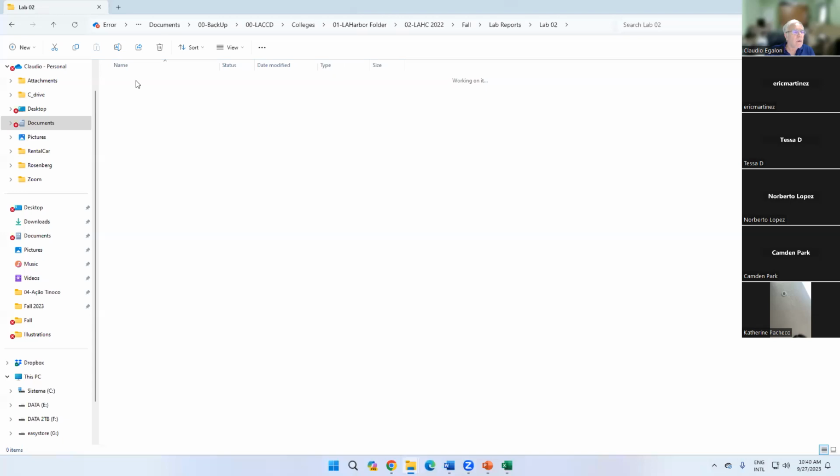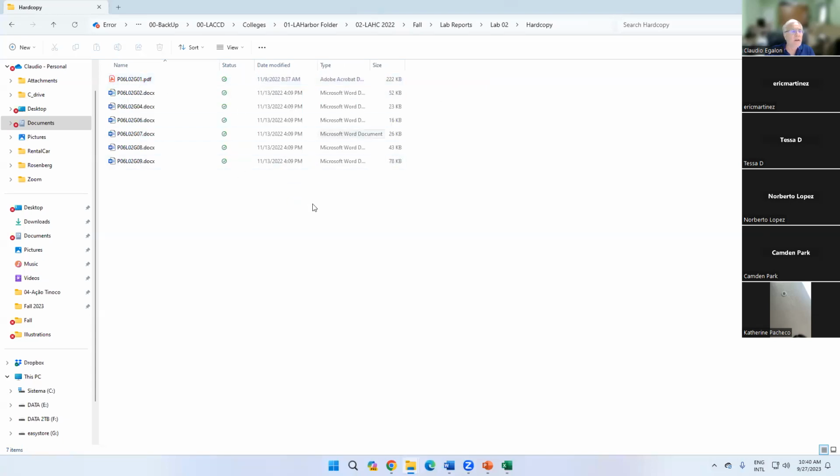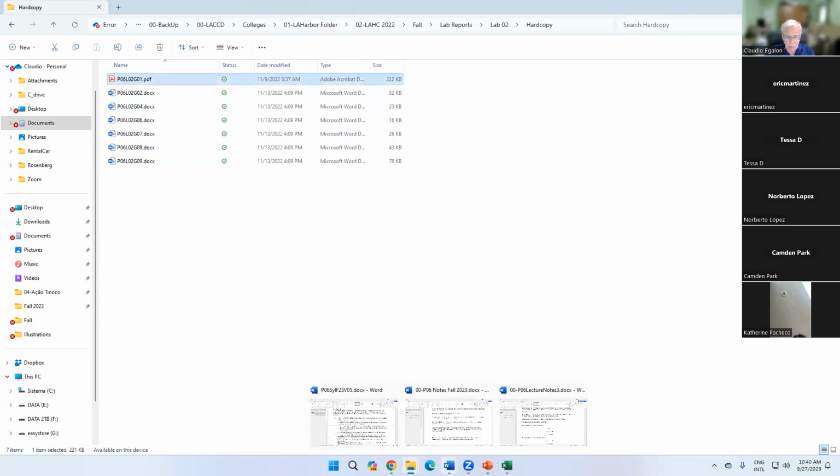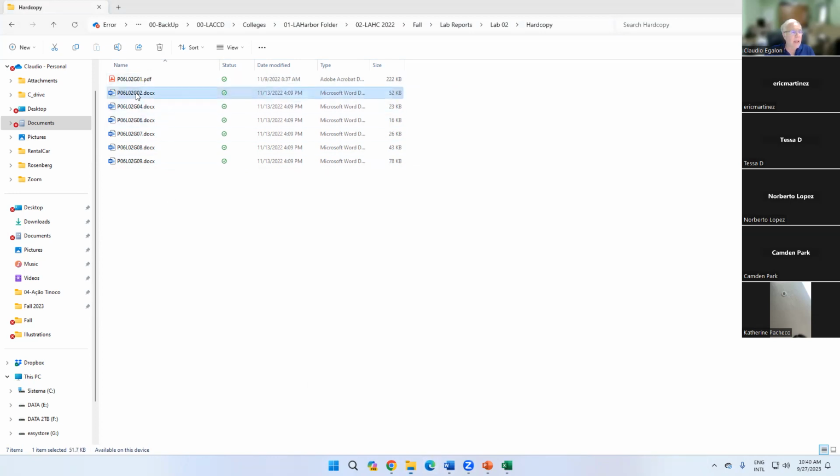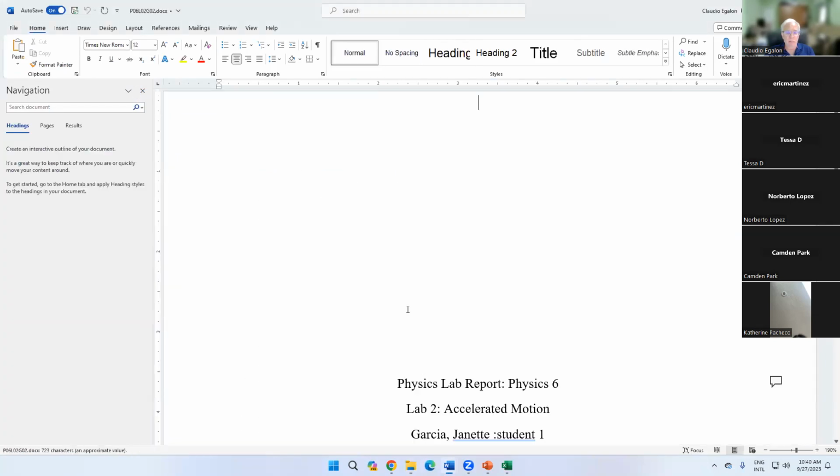Oh yeah, here you go. For some reason, I don't have the hard copy for the first one. Okay, it can be either a Word document or a PDF document, okay? But of course, you need to prepare this document. You're going to start with a Word document and then convert it to a PDF. And let's see if we have a good sample here. Here you go.